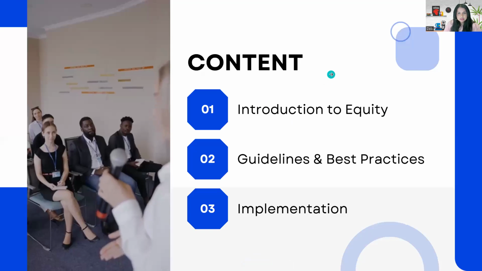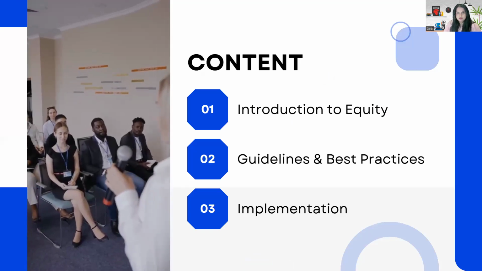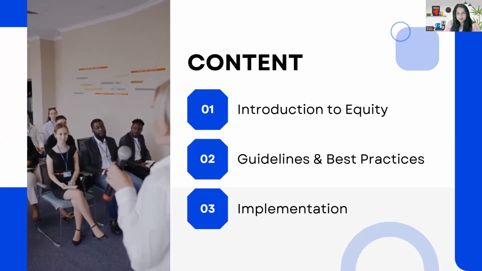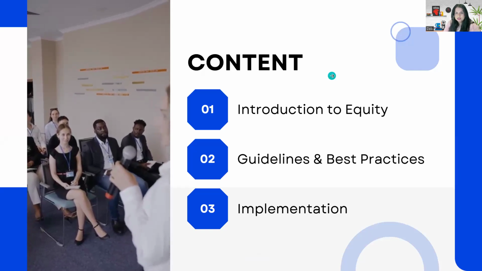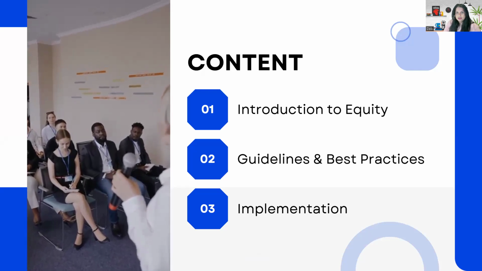Okay, so this is the content that we will be discussing today. The first is an introduction to equity. The second here is some guidelines and some best practices on designing your rubric. And then the last topic will be on implementation. So just some techniques, some guidelines on how to use it on Brightspace specifically.